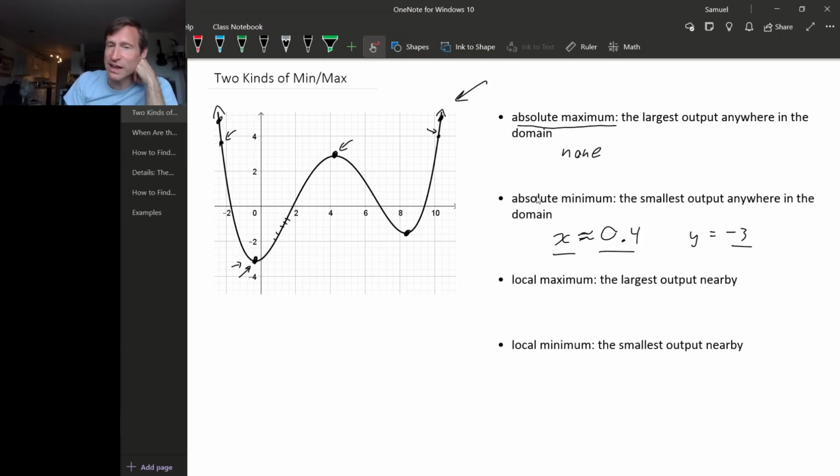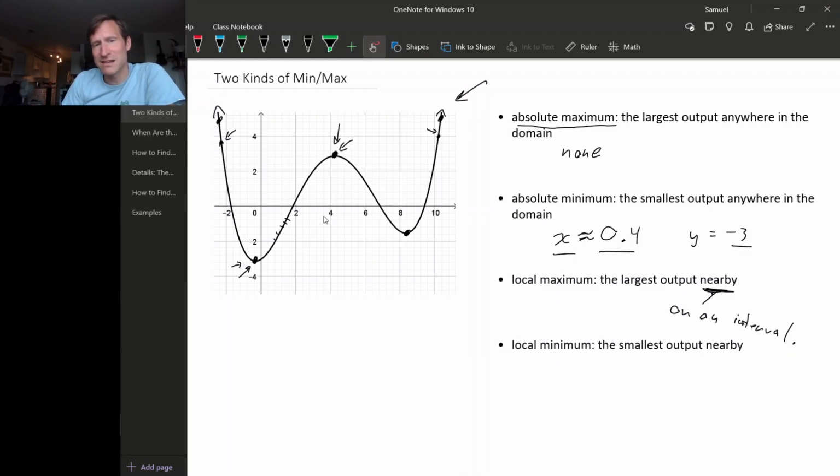But there's another flavor of minimums and maximums called local minimums and maximums. A local maximum, for example, is the largest output not everywhere, but just nearby. And what I mean by nearby is on some interval around the maximum. So a local maximum is a maximum if you only look near the point that you think is the maximum. Well, this is a high spot here.